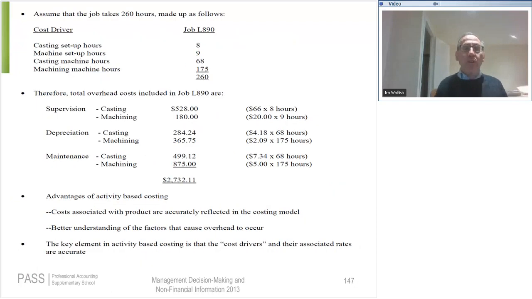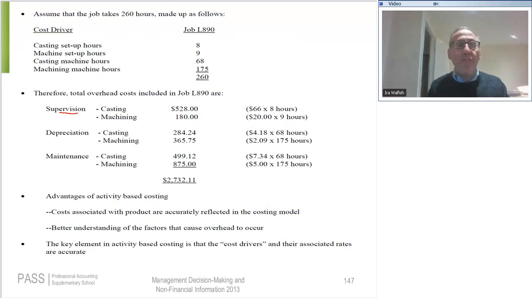Now let's take a look at how we come up with the cost for job L890 using activity-based costing. What I would do is the following. When it comes to supervision, we said that we would allocate based on setup hours because that is where the supervisors spend more of their time. So if they work on a job that has a lot of setup hours, they'll spend more of their time on that job. So we want to allocate more cost of supervision to that job.